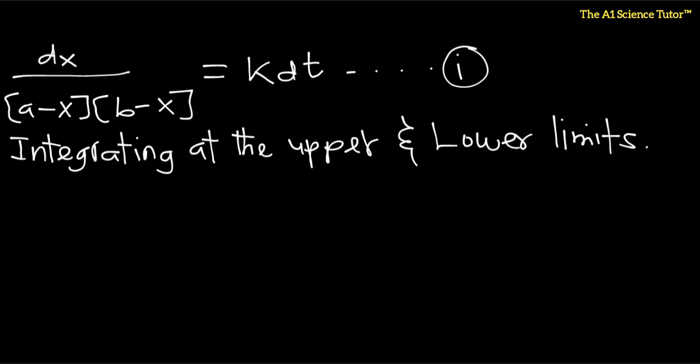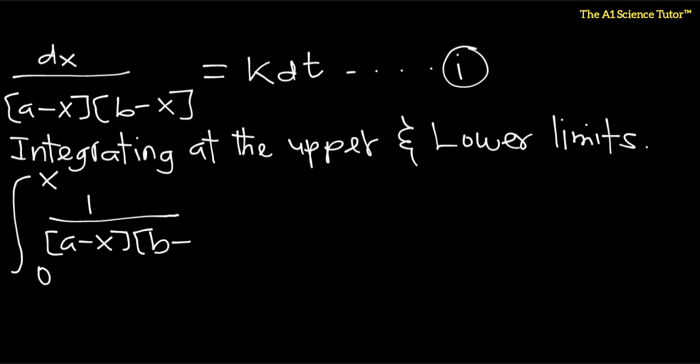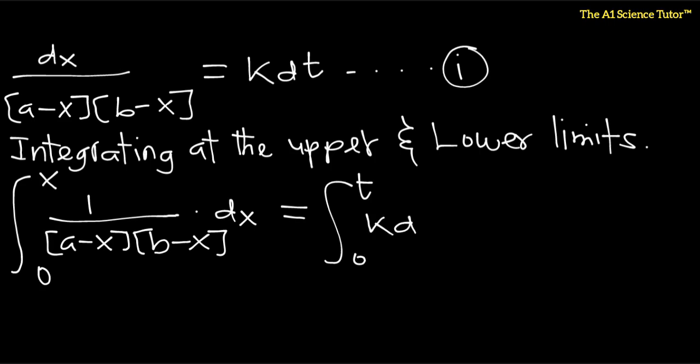So with that, we're going to have something like this. So this will be x, and this is going to be 0. So I have 1 divided by this stuff. So this is b minus x, and this is multiplied by dx. And on this side, we have our t, and we have 0. So this will be k dt. Now, the problem here is how to do this one.